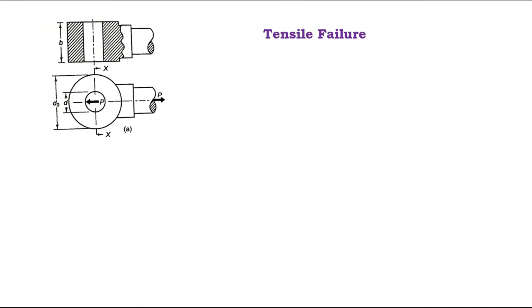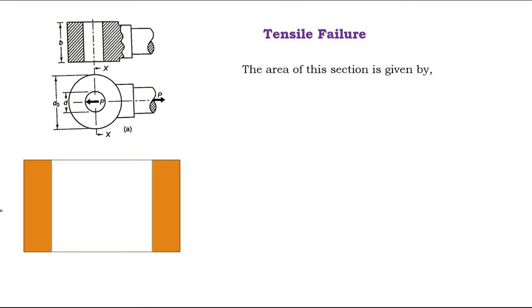So this is the colored area, that is the area which is resisting the tensile failure. The same thing is enlarged here. Therefore the area which is resisting the failure is equal to DO minus D. This is the outside diameter DO, inside diameter D. So we get this length, and if you multiply by the height, that is B, then you will get the area.